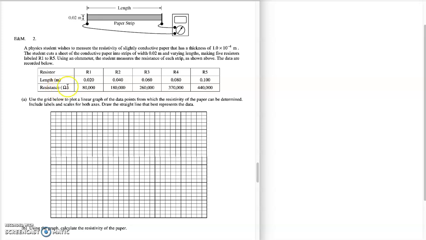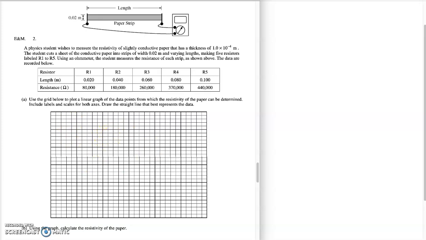And so in this experiment, we're going to fix one end of the ohmmeter and then move the other one to different lengths along the strip of paper. So the length of the resistor is getting longer, and then we're going to measure the resistance. They tell us the thickness, and they tell us the width, and then we're going to have the length. So we can figure out the cross-sectional area and the length of the resistor, and we're going to graph this.